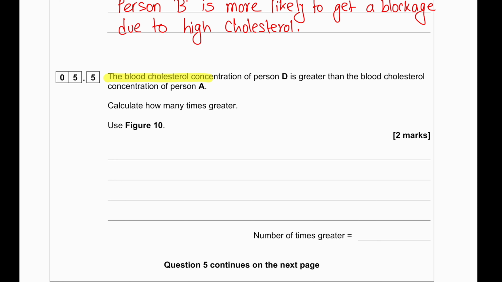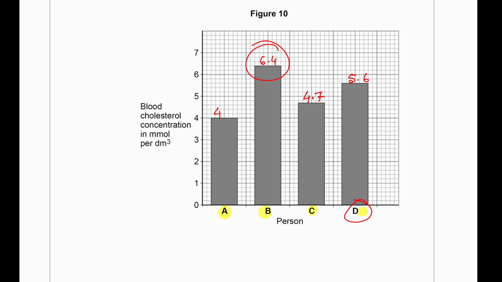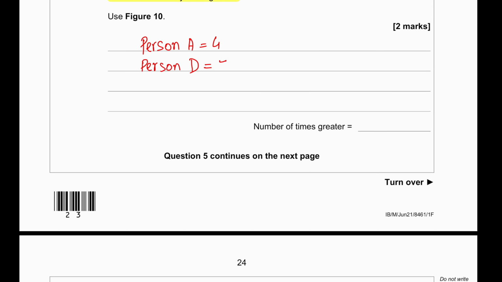The blood cholesterol concentration of person D is greater than the blood cholesterol concentration of person A. Calculate how many times greater. So person D has 5.6, whereas person A has 4. So we will have to do 5.6 divided by 4, which will give us 1.4. So the number of times greater would be 1.4.